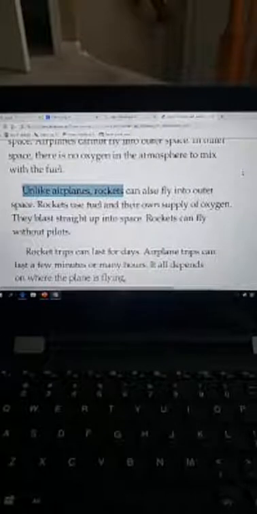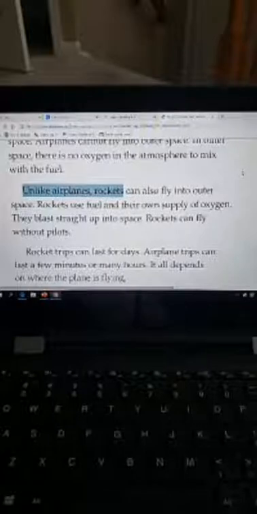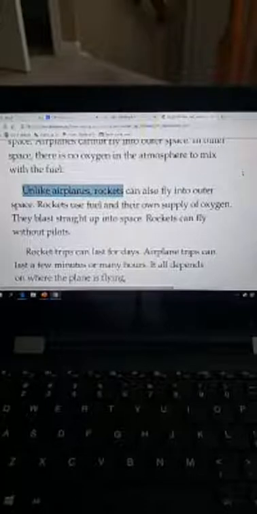Okay? Unlike airplanes, rockets can also fly into outer space. Rockets use fuel and their own supply of oxygen. They blast straight up into space. Rockets can fly without pilots. Rocket trips can last for days. Airplane trips can last for a few minutes or many hours. It all depends on where they are flying.